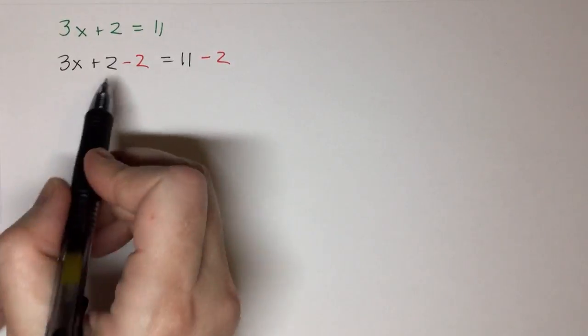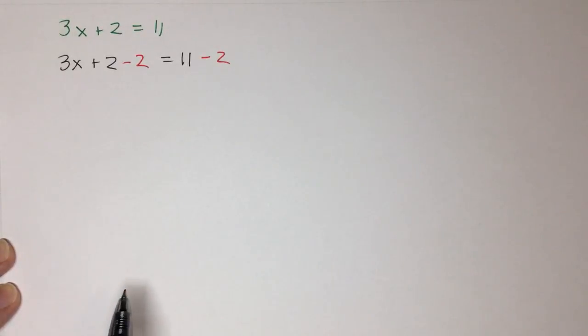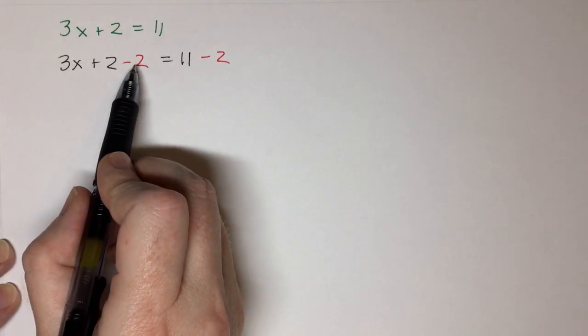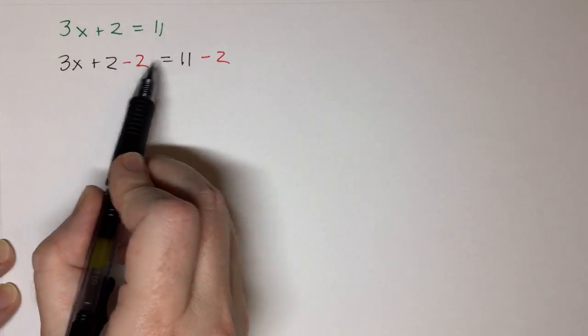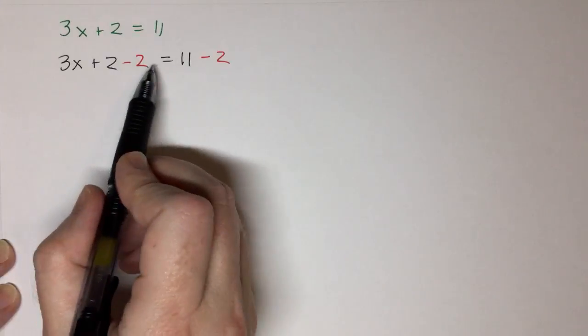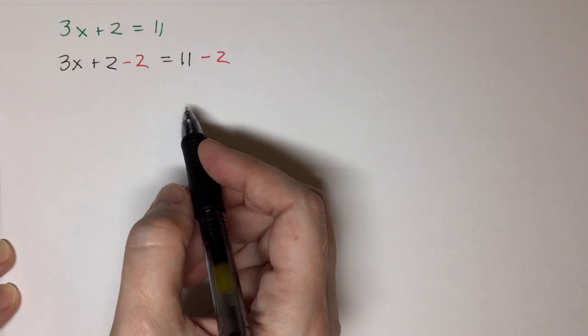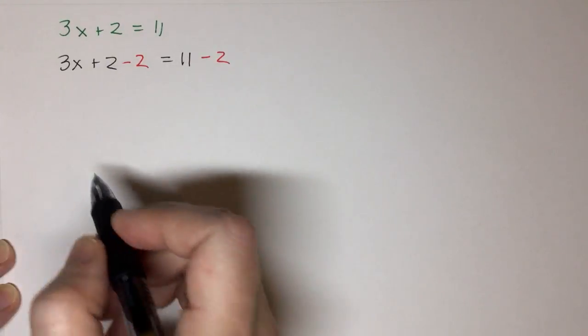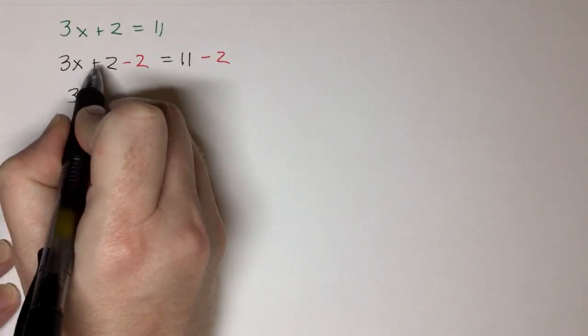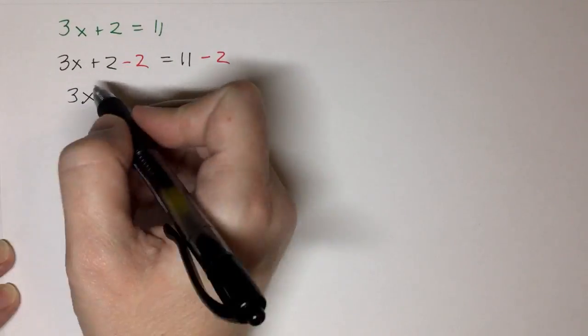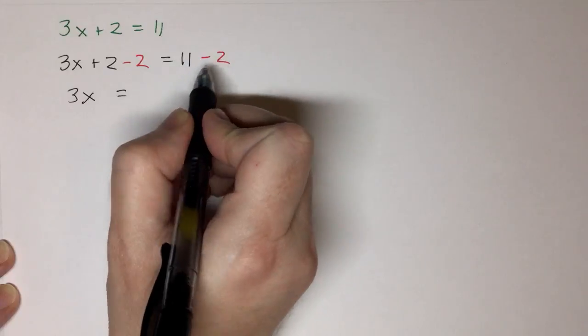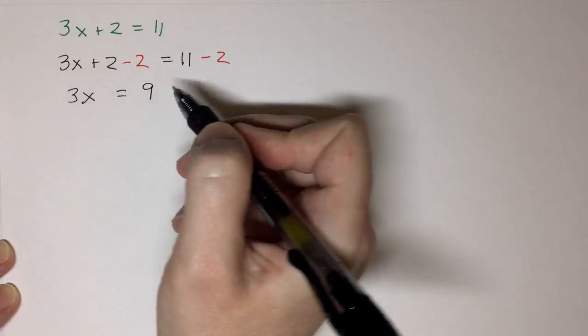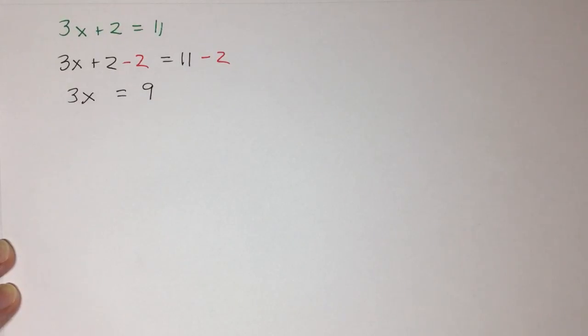Sometimes using another color to show what you're doing can be useful. That also prevents you from only subtracting on one side. If you don't see the other color on both sides, you haven't done the same thing to both sides, and you've therefore changed your equation. Plus 2 minus 2 is 0, so I'm just left with 3x. 11 minus 2 is 9. So now I've got the equation 3x equals 9.